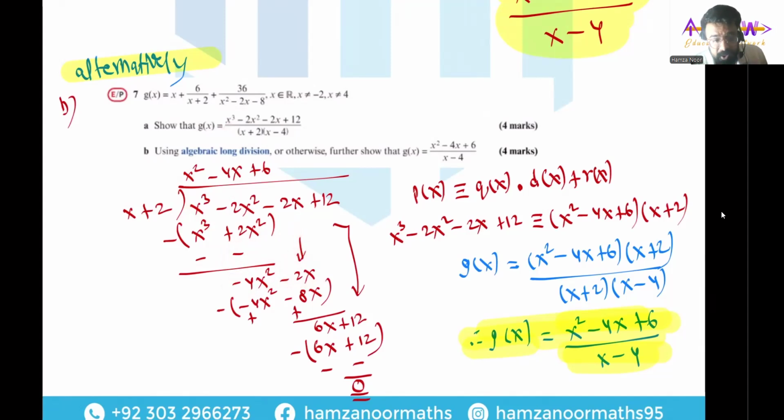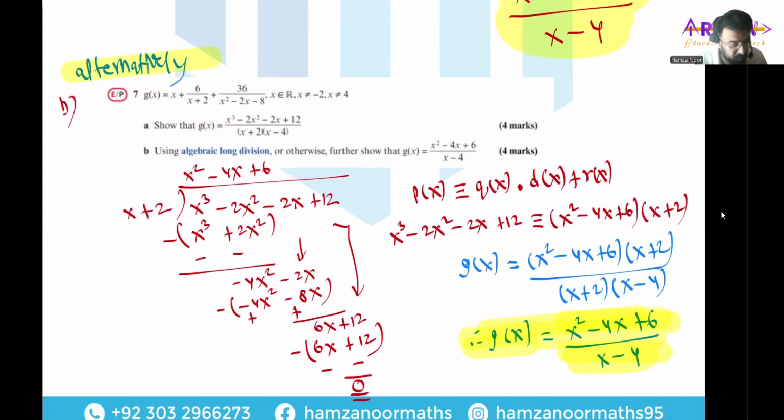And then you ask yourself, by what term do you multiply x such that you get minus 4x square? Obviously, you need to multiply x with minus 4x so that you get minus 4x square underneath minus 4x square. And then this minus 4x gets multiplied with 2, so you get minus 8x.